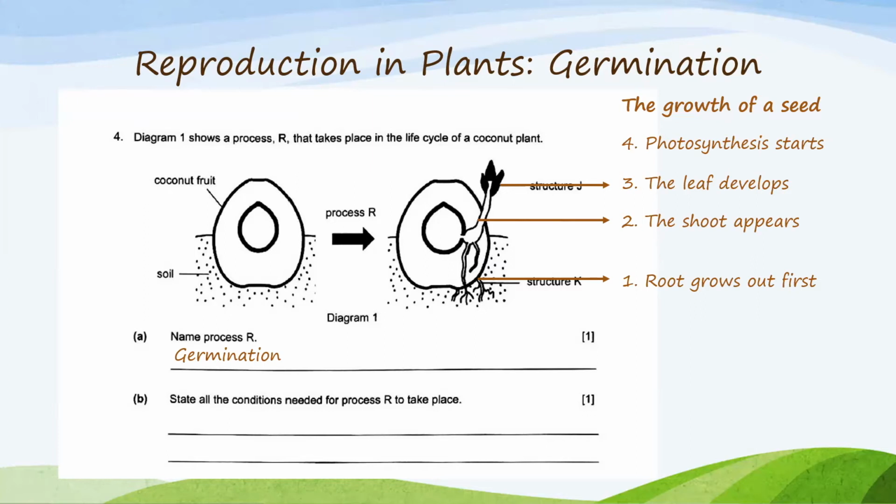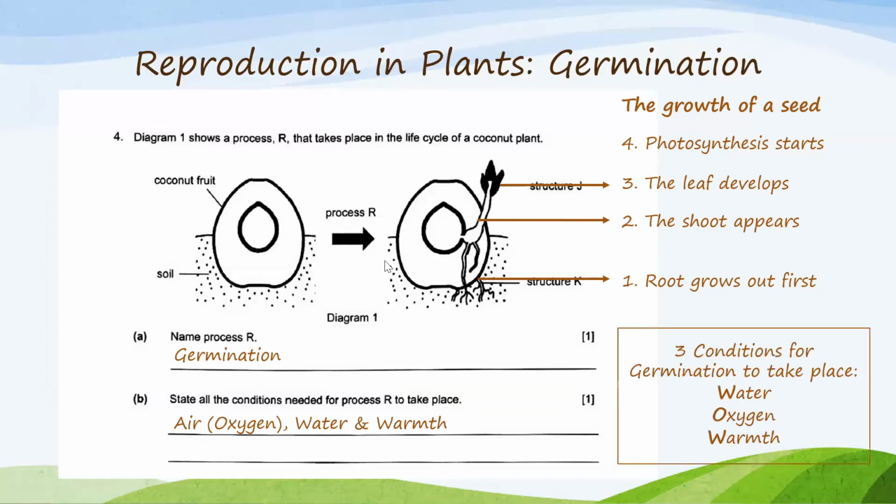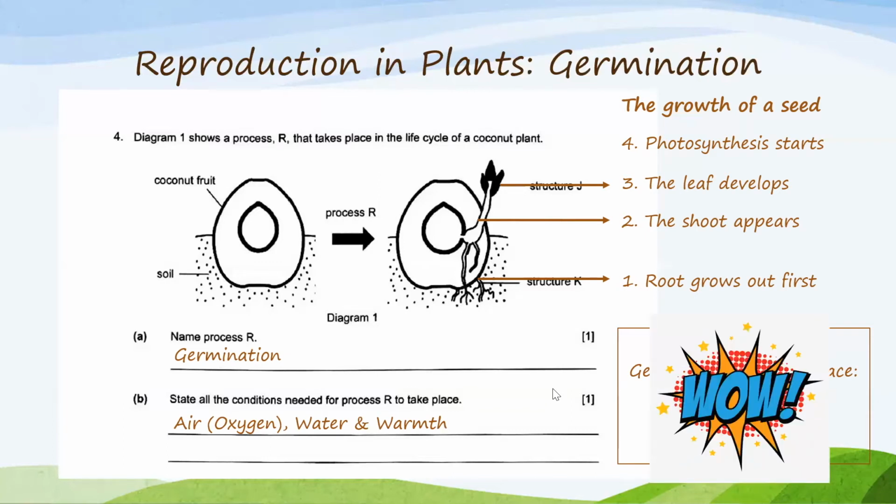Question B asks, state all the conditions needed for process R to take place. We know that process R is germination. So what are the conditions? I did not mention the conditions yet, but now I'm going to. Basically what is needed is air, water, and warmth. Air is oxygen. So what do I tell my students to help them remember these three conditions? We have water, oxygen, and warmth. We take the first letters, W, O, W, and we have wow. So what are the three conditions needed for germination to occur? Wow: water, oxygen, warmth.